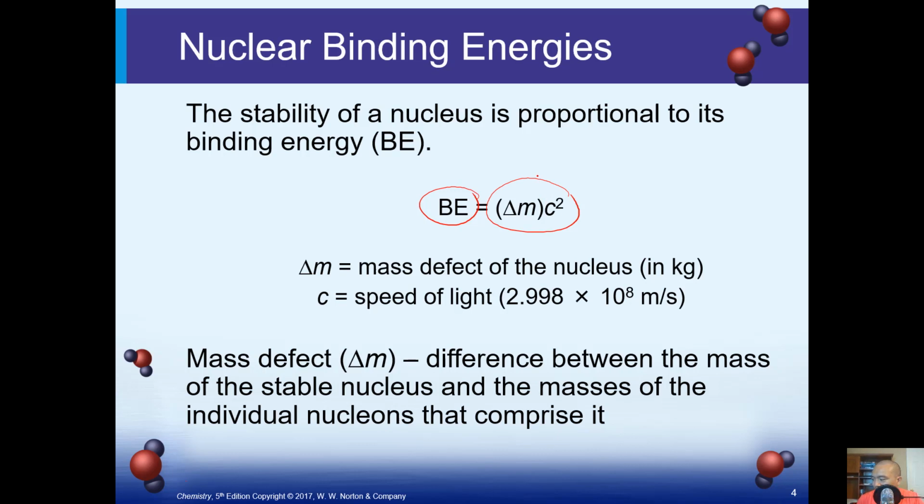Delta M is the mass defect, which is the difference between the mass of the nucleus, the atomic mass minus the electrons, and the mass of the individual protons and neutrons in the nucleus. The unit for the mass defect is kilogram. C is the speed of light. Because of the magnitude of c, a small difference in mass translates into a significant amount of energy. Note that the unit for binding energy, Be, is joules.